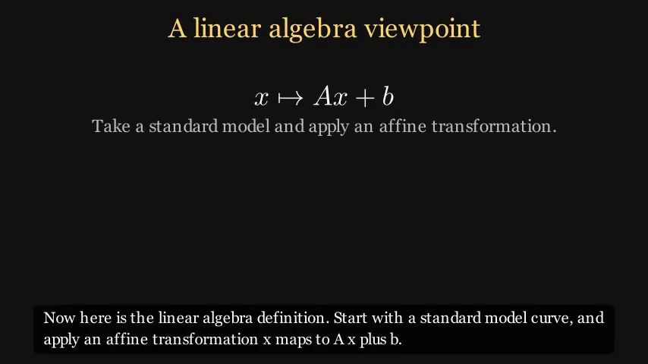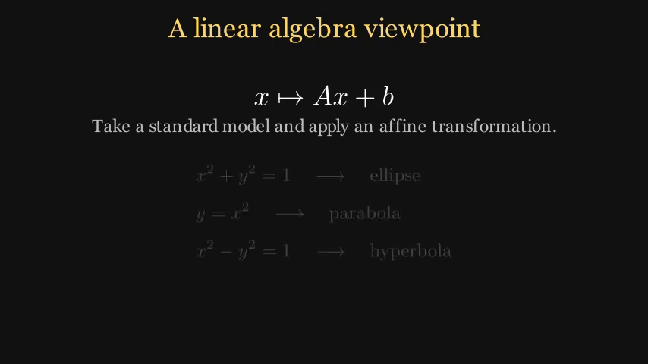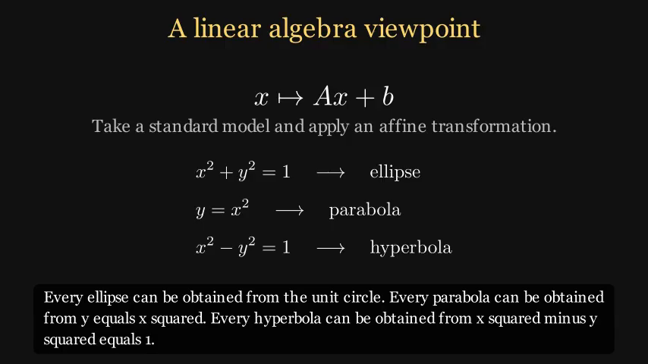Now here is the linear algebra definition. Start with a standard model curve, and apply an affine transformation x maps to Ax plus b. Every ellipse can be obtained from the unit circle. Every parabola can be obtained from y equals x squared. Every hyperbola can be obtained from x squared minus y squared equals 1.